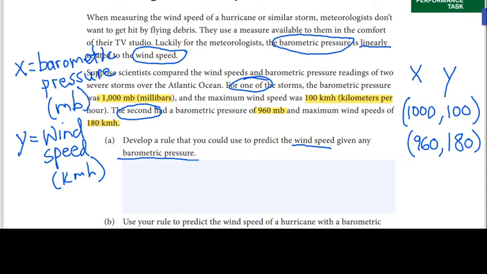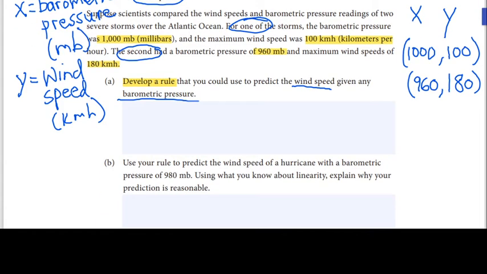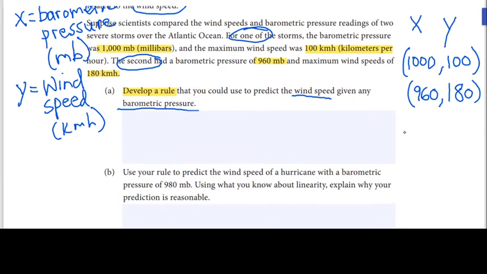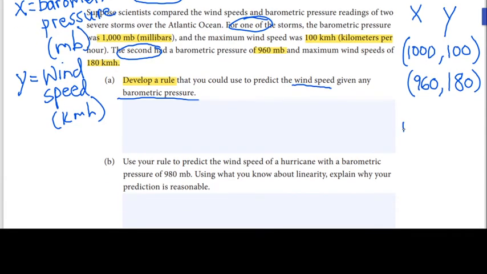So what we're tasked to do here is develop a rule: give me a rule that you could use to predict the wind speed given any barometric pressure. There are two things that we need to know when we're coming up with a rule or understanding linear equations. The first thing is m. We need to know m, which is my slope.